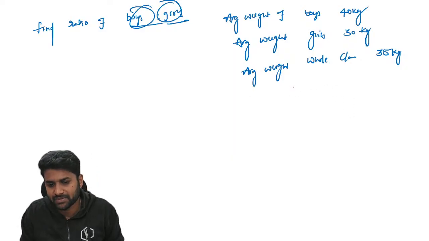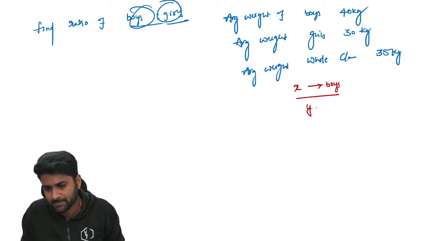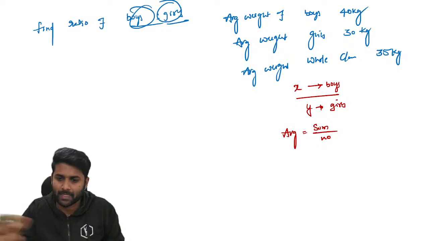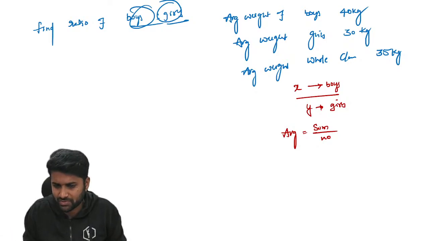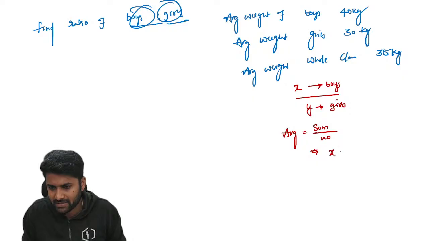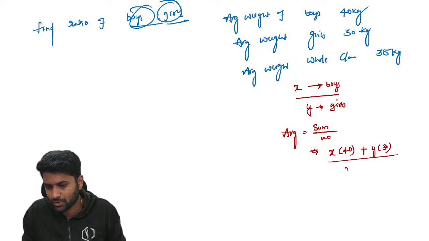The basic approach here: let us assume that we have x number of boys and y number of girls. You know that average weight is the sum of observations divided by the number of observations. So we are going with the average concept only, right? We have x boys whose average is 40, y girls whose average is 30, and the total strength is x plus y. You already know the overall average of that class is 35. Just cross multiply them.